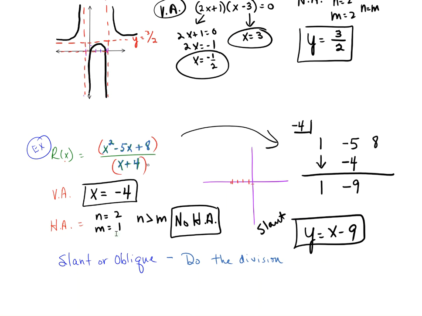If you have a slant one, we want to go ahead and do the division. And we can do it with synthetic. So we have 1, -5, and 8. We write that down. Down here, we'll take down the 1. 1 times -4 is -4. Add those, we get a -9. We don't have to worry about the next column. We just need this. And it's y equals x minus 9. And so that is our slant asymptote.